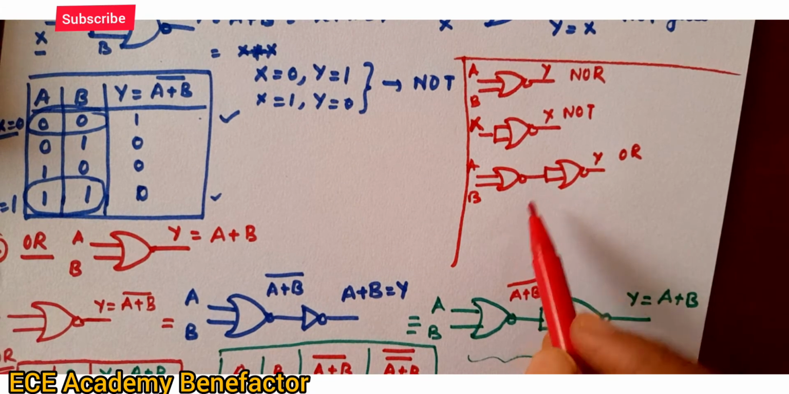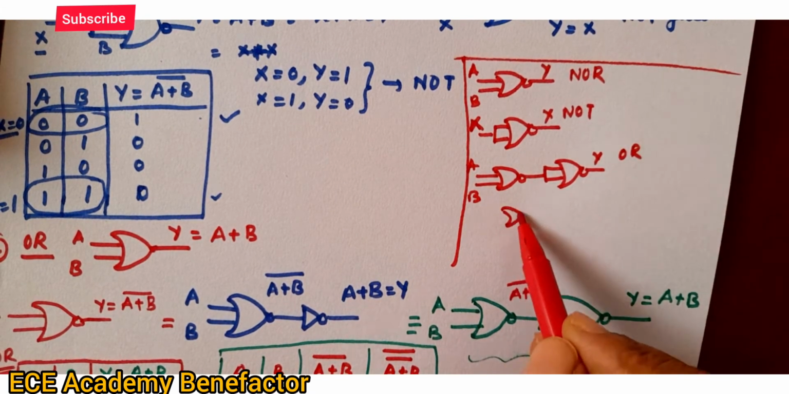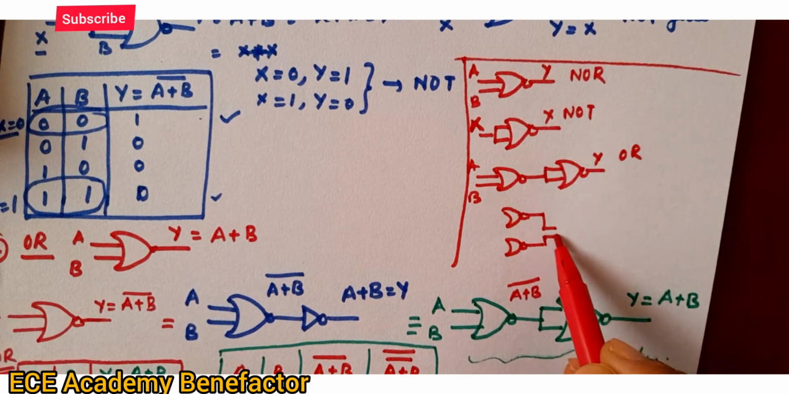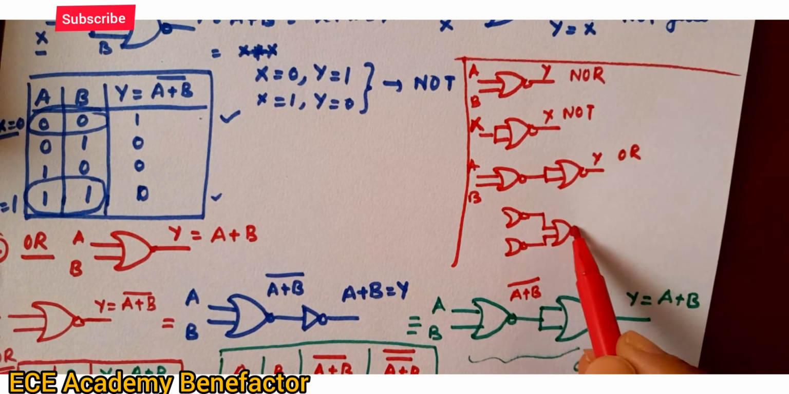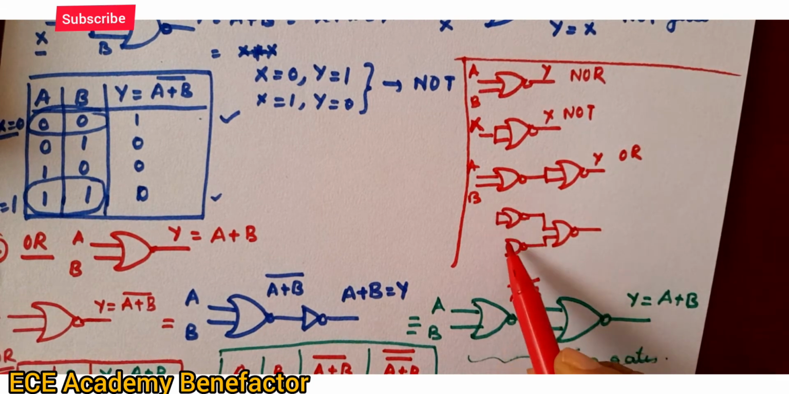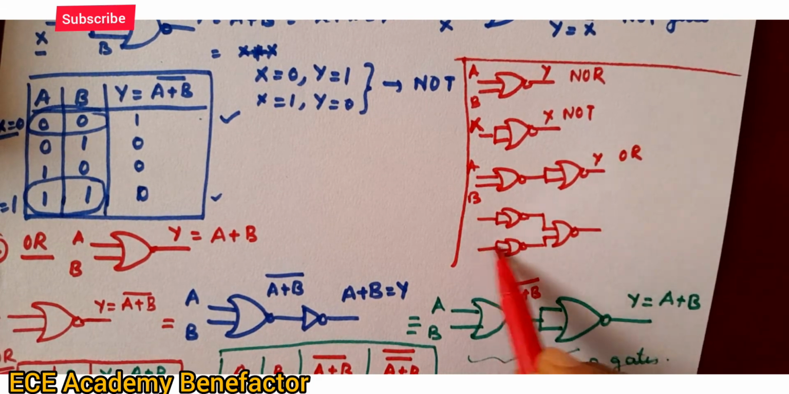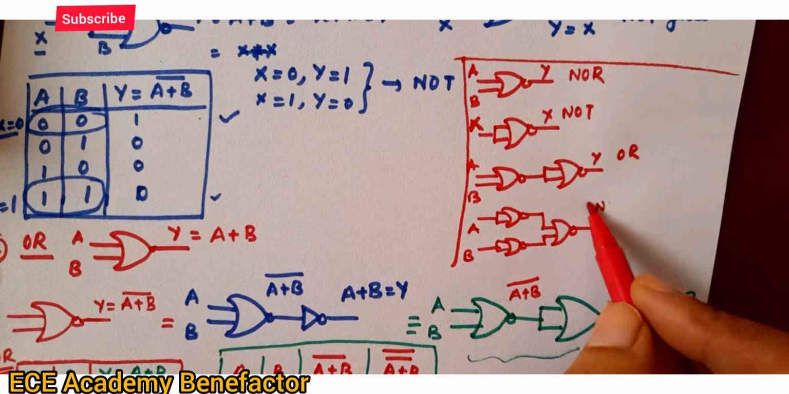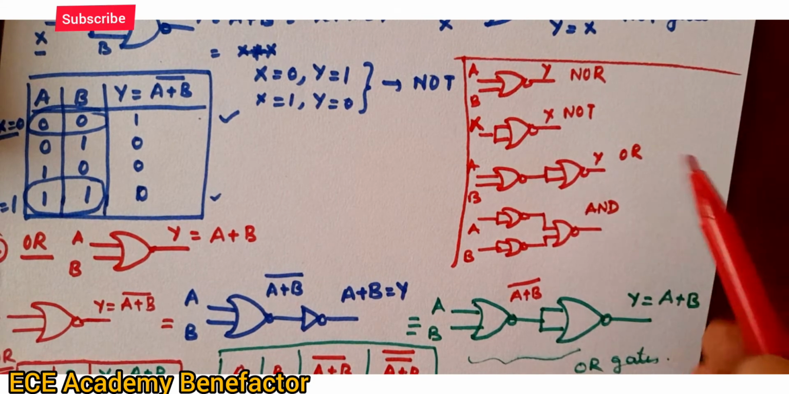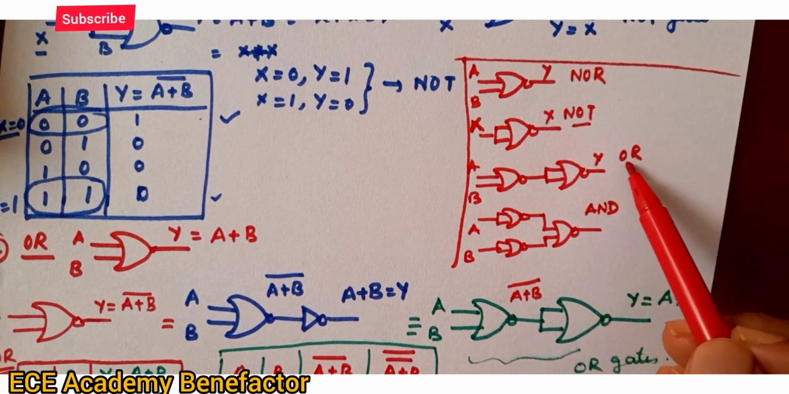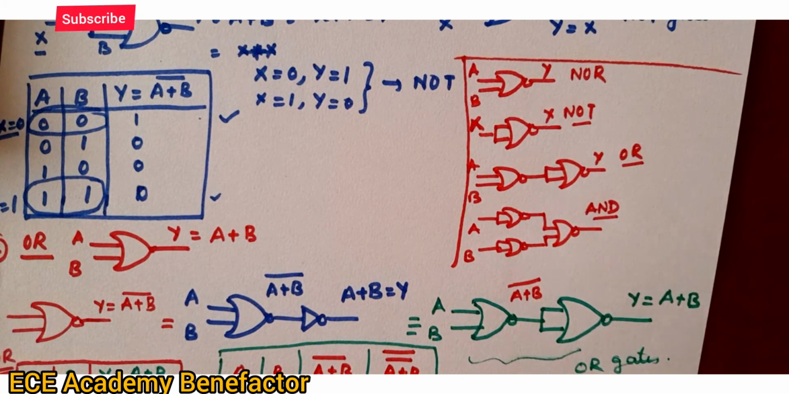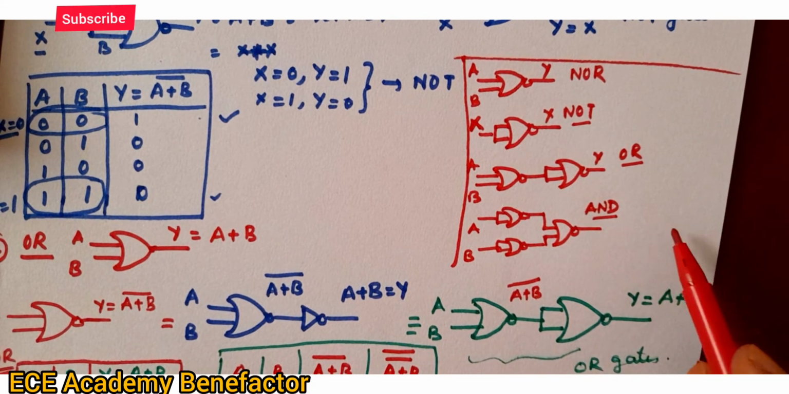AND gate: A bar, B bar and then giving it to a NOR gate. This is A and this is B. So it is used for an AND gate. Okay, so the NOR gate is used as a NOT gate, OR gate and AND gate. And from this you can design a NAND gate also by placing one more inverter after it.